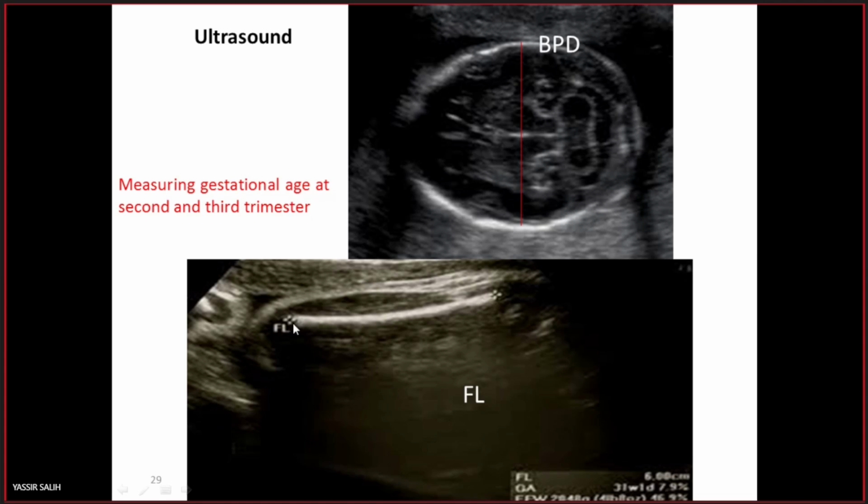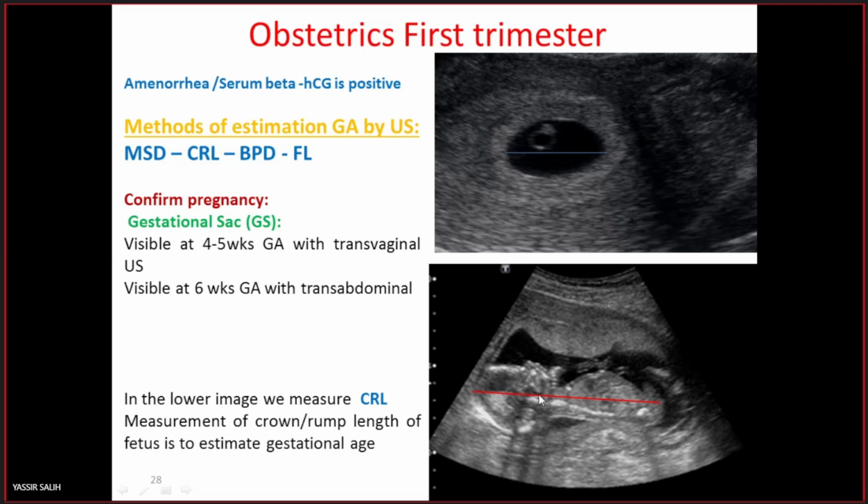Then in late pregnancy we can assess the gestational age by the technique called femur length, by measuring the length of the femur. This is the femur of the fetus, and we measure this distance, and the machine says this is 34 weeks gestational age. All these are ultrasonographic methods for assessment of the gestational age. The most accurate one is crown rump length.